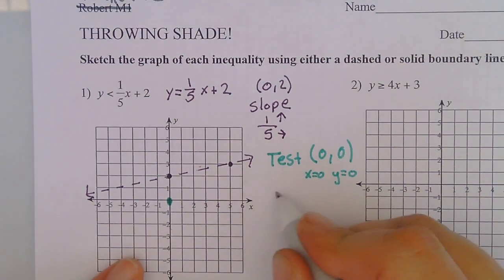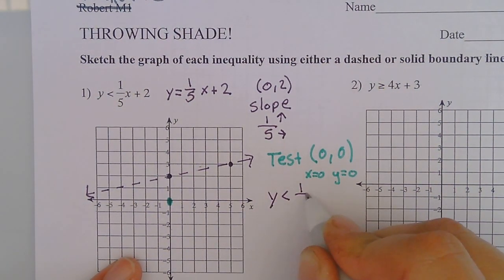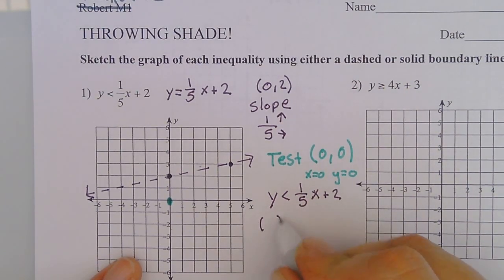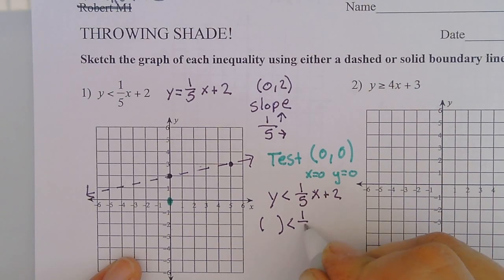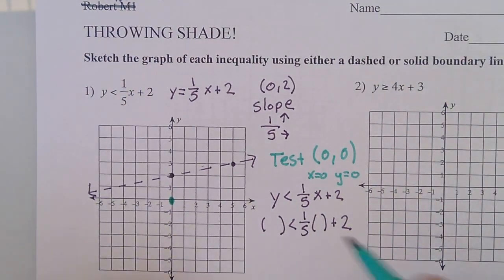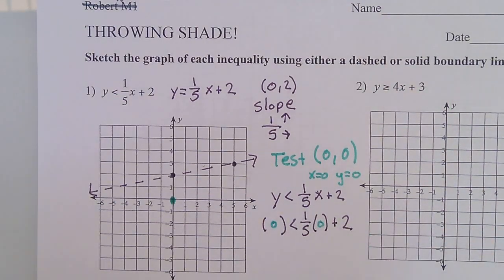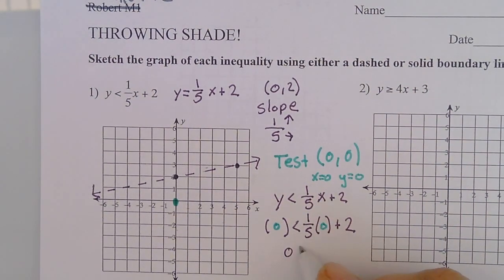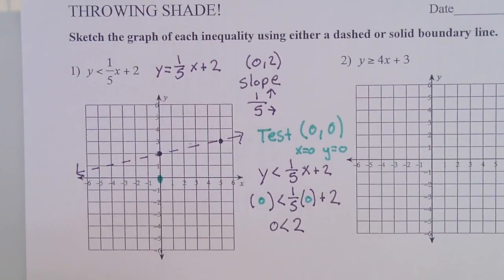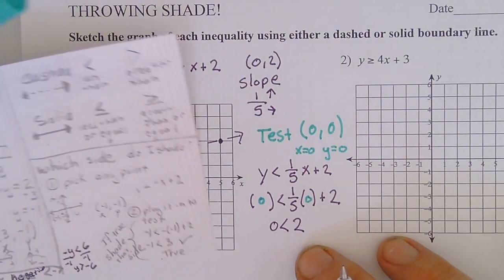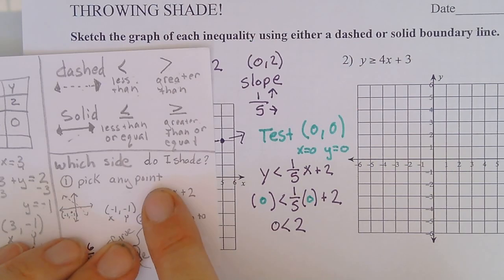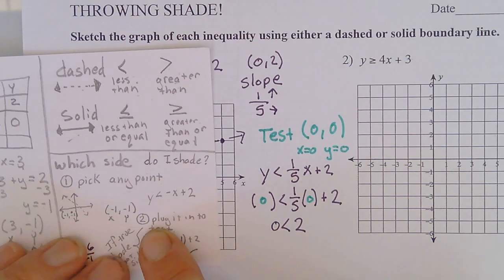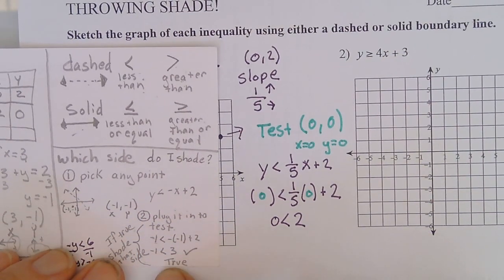in my equation. Y is less than 1/5 times x plus 2. So just like we were doing those checks on assignment number 18, this is where I put in my zeros. Is 0 less than 2? If so, let's see what it says. Which side do I shade? Pick any point. Done. Plug it in and test it. Done. True. Now that it's true, if true, shade that side.